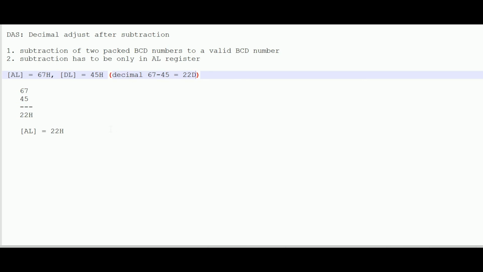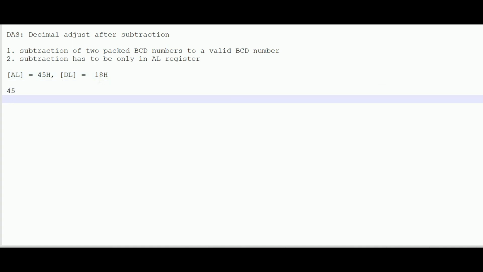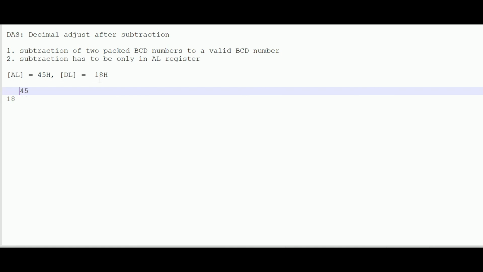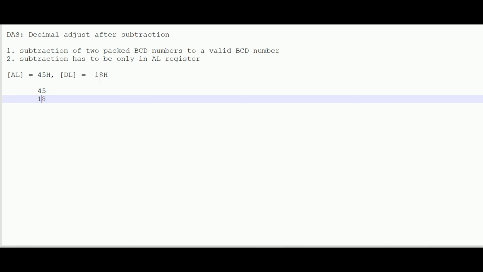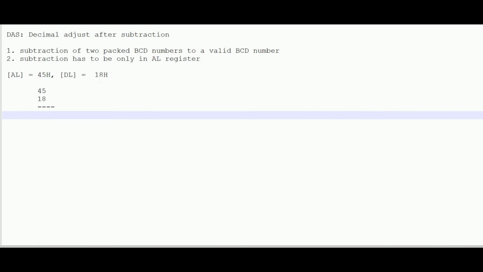Now let us go to another example and see what happens. Moving to the next example, let us consider the content of AL to be 45H and the content of DL to be 18H. Let us subtract this and find what happens. So 45 minus 18, observe here. 5 minus 8 cannot be subtracted, so one carry will be taken.